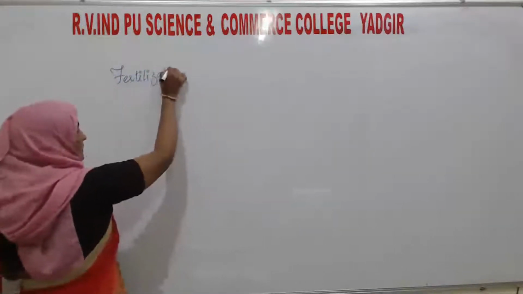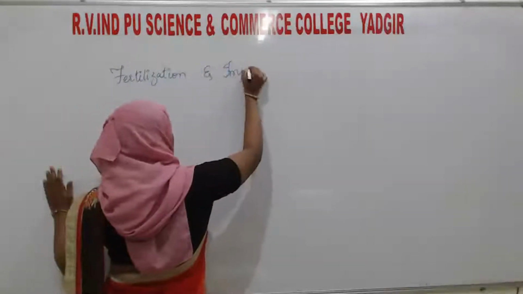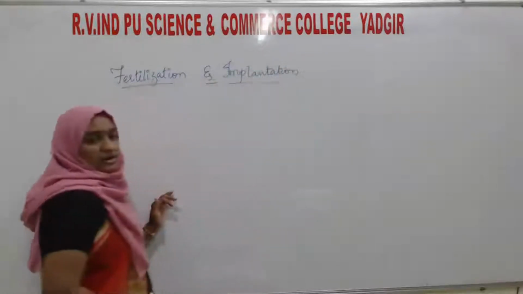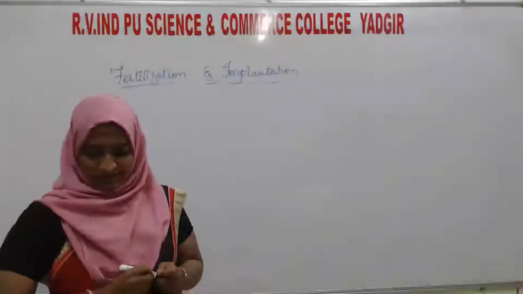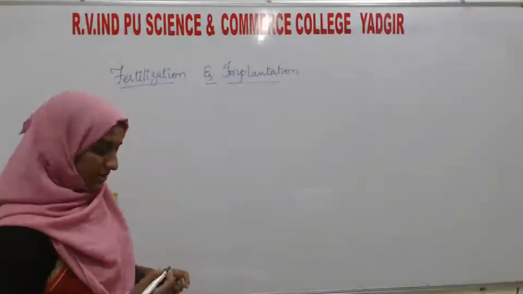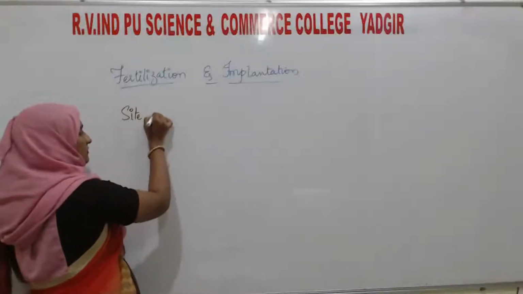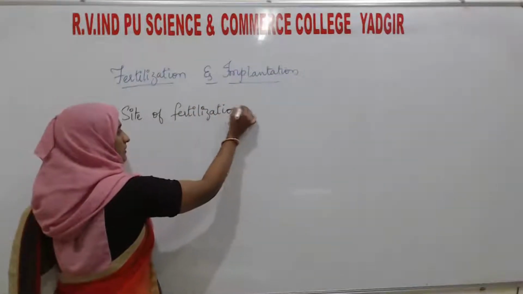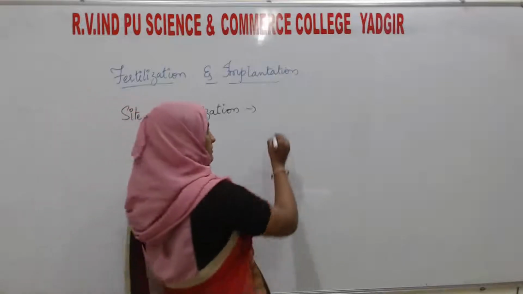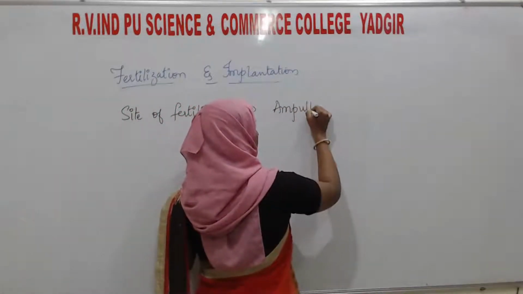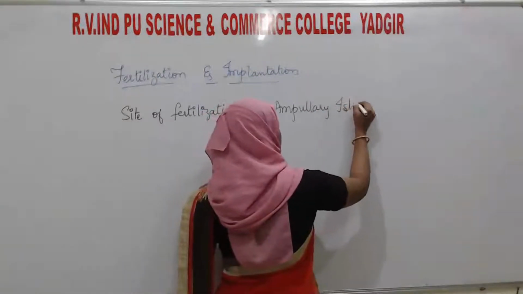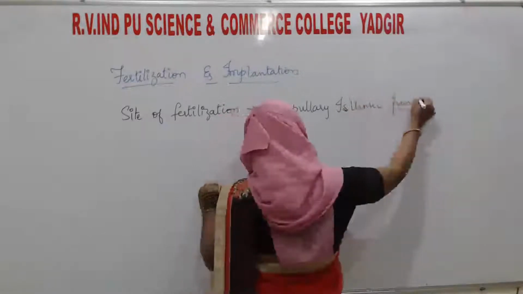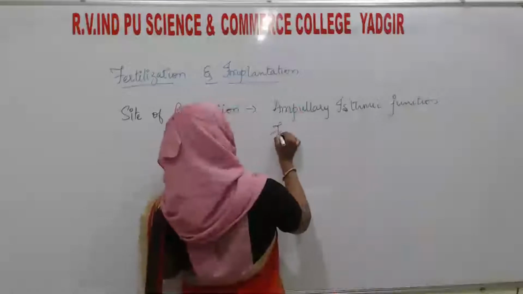Fertilization and implantation. The first thing about fertilization, as I told you, is the fusion of male and female gamete. Except that, what is the site of fertilization? It is the ampullary isthmic junction, or else we can directly call it the fallopian tube.